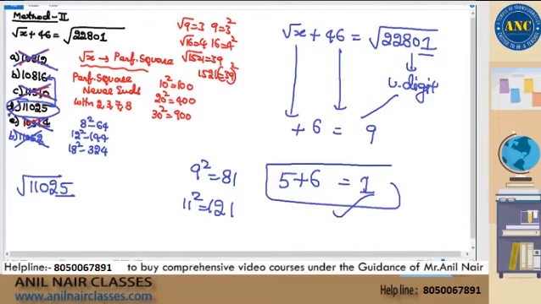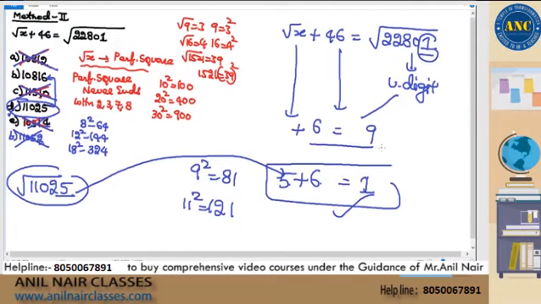A perfect square never ends with 2, 3, 7 or 8. First option is out, right? C and E are out. Any perfect square ending with 0, the tens place will be 0: 10 square is 100, 20 square is 400. Any perfect square ending with 4, the tens place will be even. First, third and fifth are out because of perfect square logics. Suppose I take 11025, the unit digit is 5. 5 plus 6 is 11, the unit digit is 1.